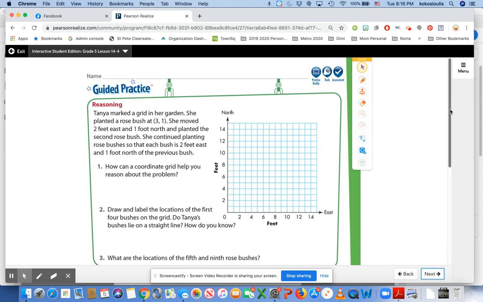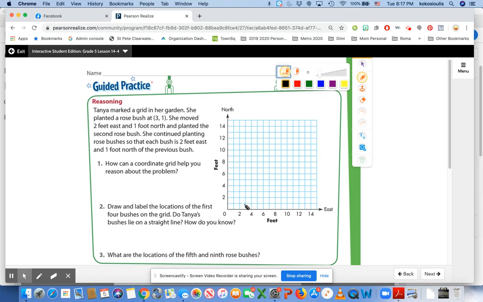Okay, so let's start with Tanya. Tanya made a grid in her garden. She planted a rose bush at 3, 1. So here's 3. Remember, I run 3 and I go up 1. She moved 2 feet east and 1 foot north and planted the second. Well, which one's east? X is east. And how much? Plus 2, right? And 1 north. So Y is plus 1. She continued planting rose bushes, so each bush is 2 feet east and 1 foot north.